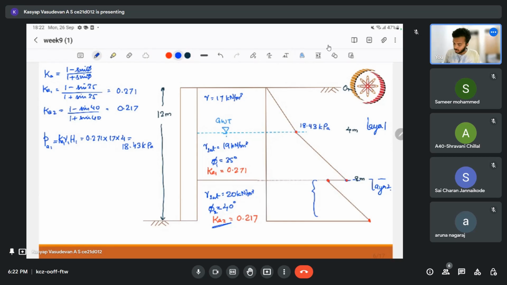That's clear. Now, what is the pressure at 8 meters? As we are moving down, we'll use the same Ka1 value and arrive at a value that, let me write Pa2, can be written as Ka1 gamma 1 H1.